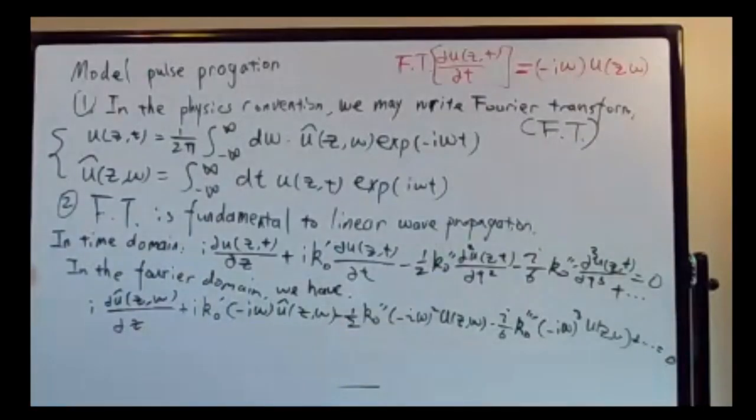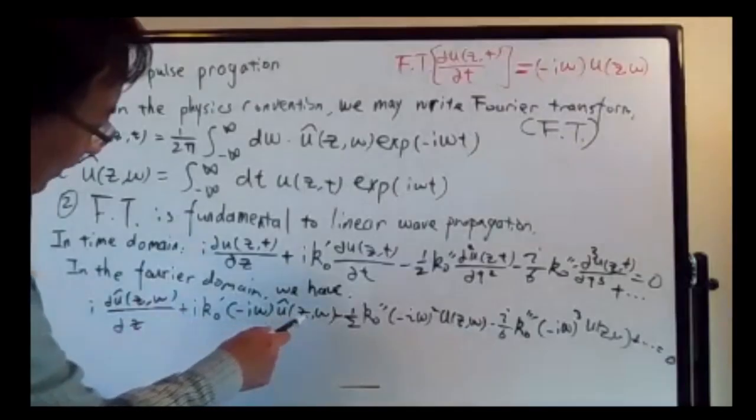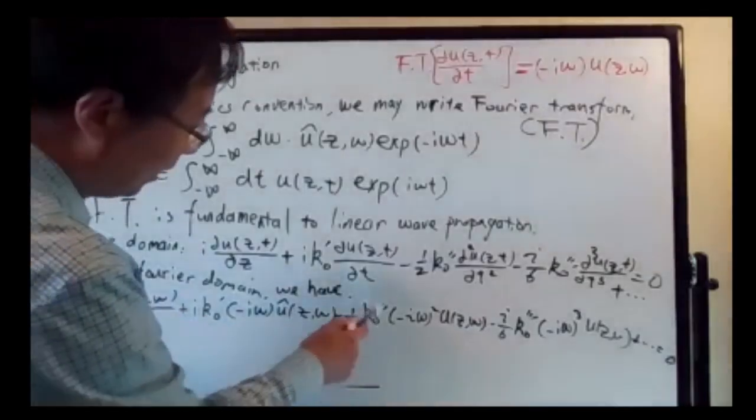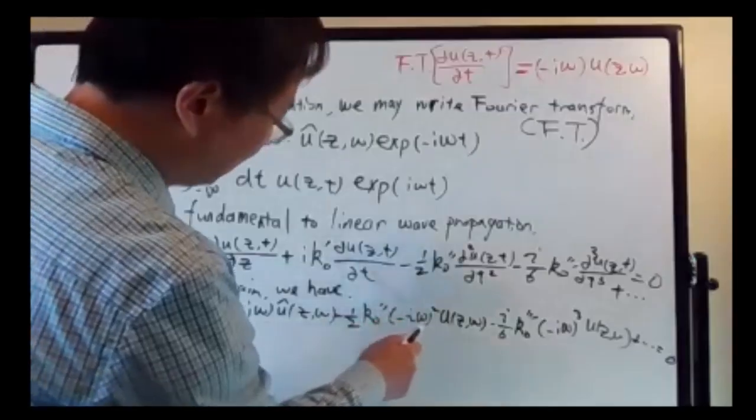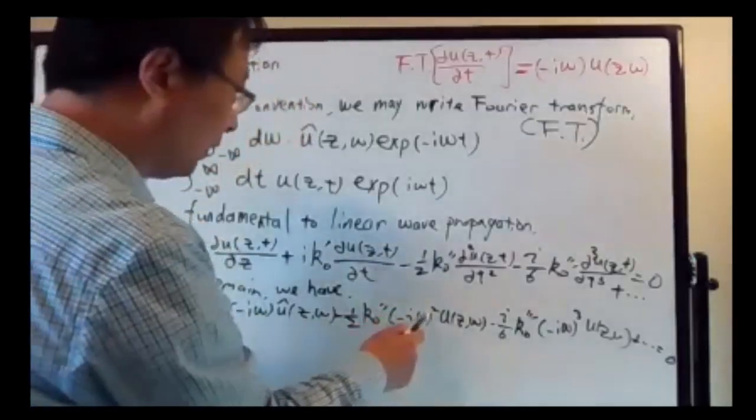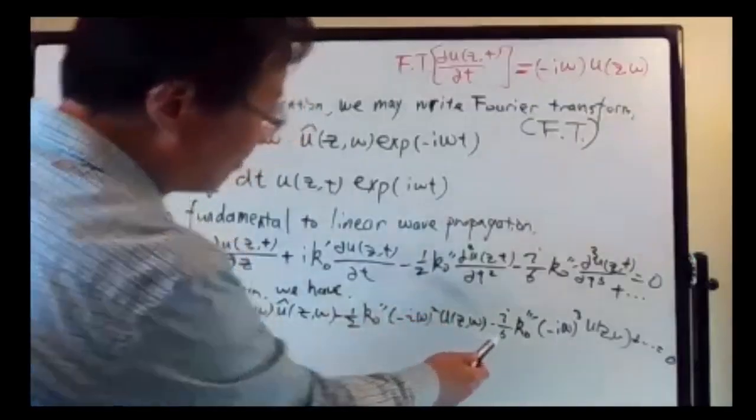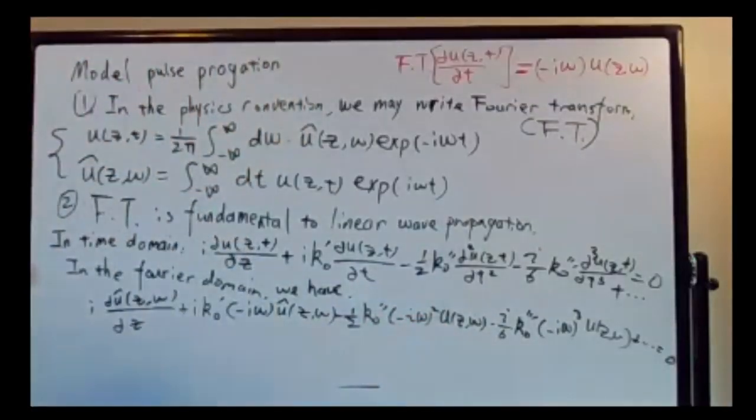Let me read it. It's i partial û over partial z of û(z,ω), plus i k naught prime negative iω û(z,ω), minus half k naught double prime negative iω squared û(z,ω), minus i over 6 k naught triple prime negative iω cubed.